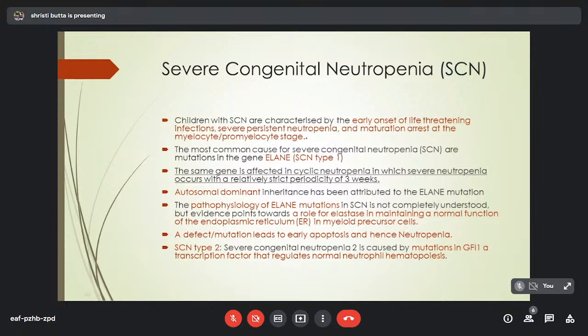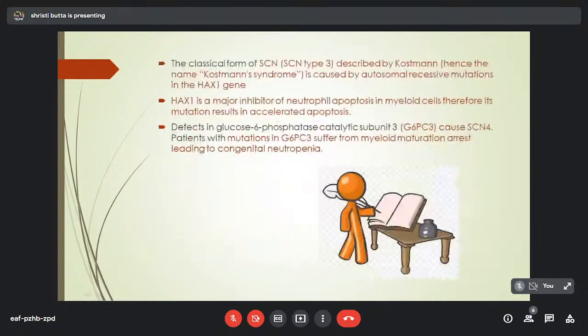Besides the severe congenital neutropenia type 1, we also have type 2. In type 2, there is a defect in the GFI1 gene, and that is implicated in the normal neutrophilic hematopoiesis. So mutation in GFI1 calls for an abnormal neutrophilic hematopoiesis. Moving on further, we have the severe congenital neutropenia type 3. This type 3 is also referred to as the Kostmann syndrome.